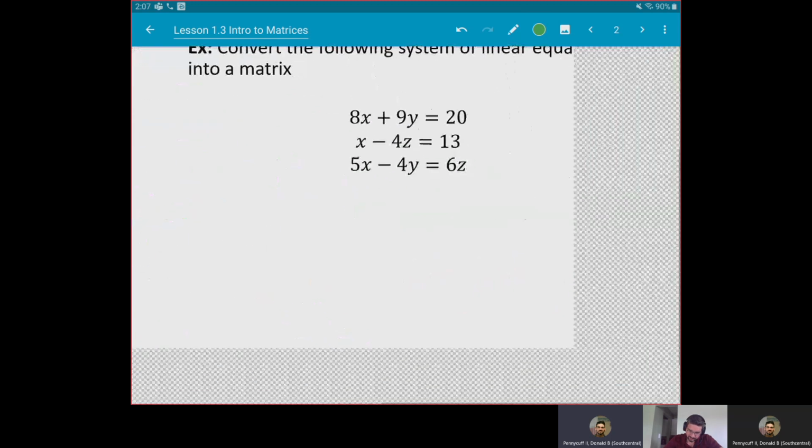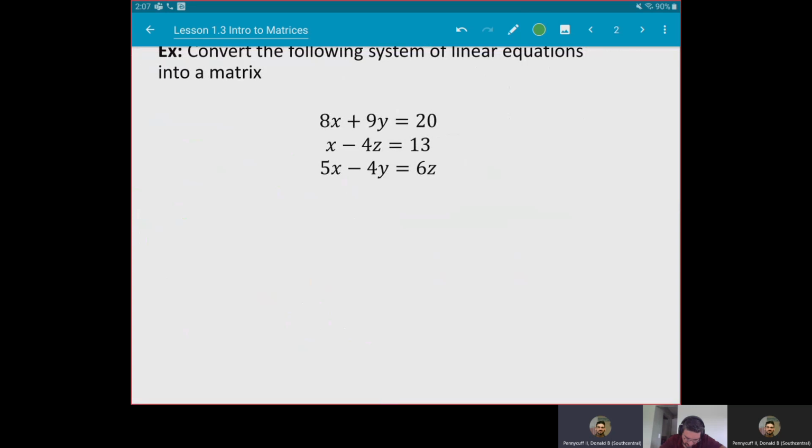Okay, so let's look at this system right here. And here's what I mean by realignment. You'll see that all the x's are in a row right here, but right here you've got y, z, y. So there's some stuff that's kind of missing out of this problem. So what I'm going to do is rewrite this as 8x plus 9y plus 0z equals 20. I put that little spacer in there because that problem had no z's in it whatsoever. This one right here is going to be 1x plus 0y minus 4z equals 13.